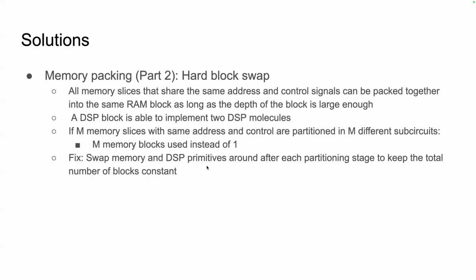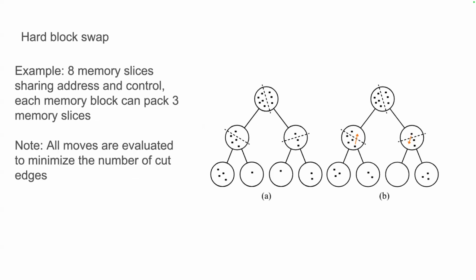Okay. So the way they fix this is after each partitioning step, they swap the memory and DSP parameters around different partitions to keep the total number of blocks constant. So for example, we have 8 memory slices in this figure. They share address and control, and let's say each memory block can pack 3 memory slices. So here we don't do anything, we just cut. At the very start, we had 1, 2, 3, 4, 5, 6, 7, 8 memory slices. Dividing that by 3, we realized that we need 3 memory blocks to pack this many memory slices.